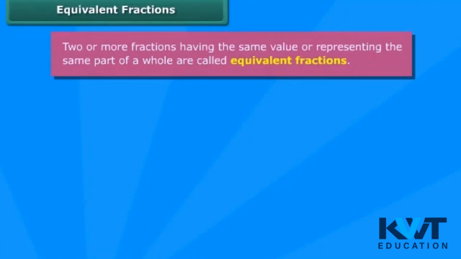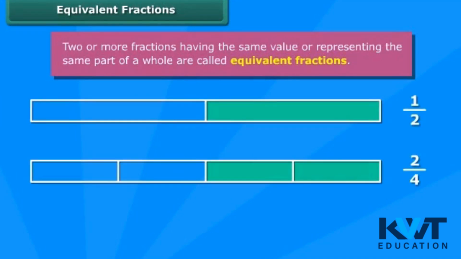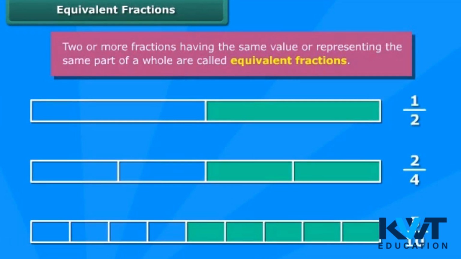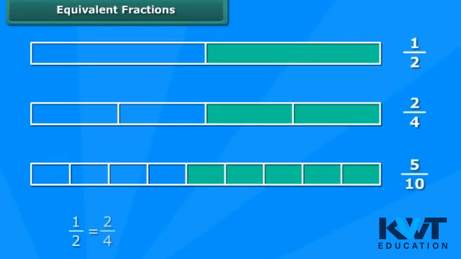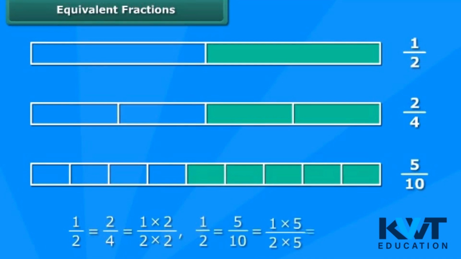Two or more fractions having the same value or representing the same part of a whole are called equivalent fractions. This can be known by the figures given, where the fraction is represented by the shaded portion. The value of a fraction does not change if the numerator and denominator of the given fraction are multiplied or divided by the same non-zero number.